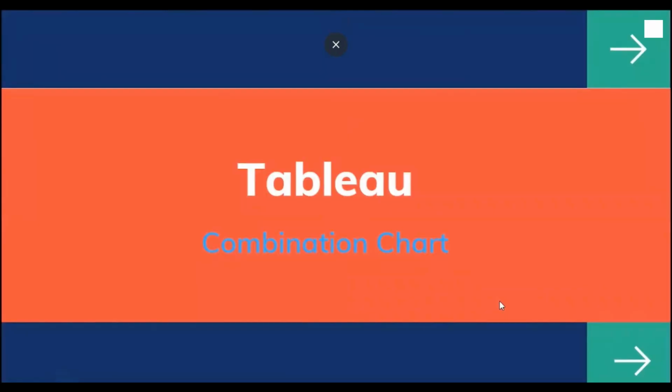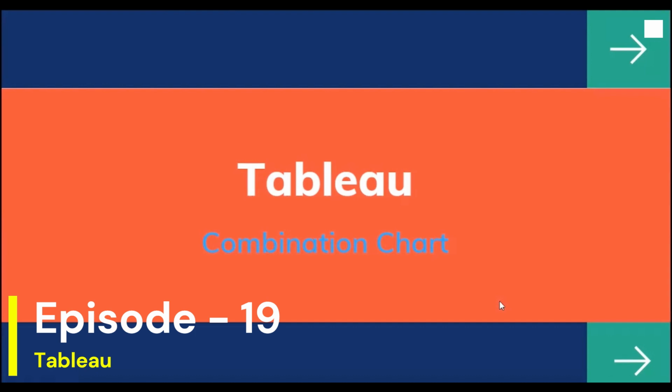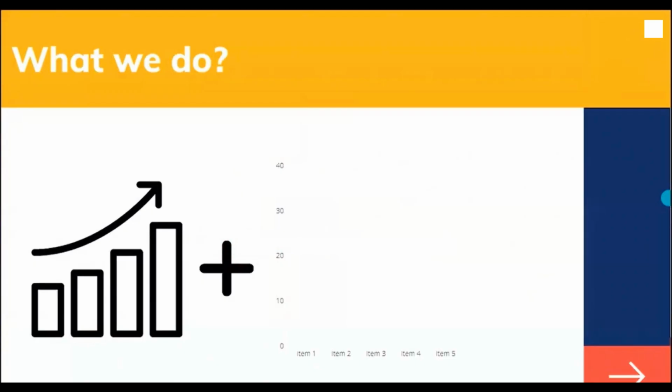Combination chart, because this is also very important in terms of visualization. And as the name signifies, what exactly we try to do with a combination chart means, of course, we try to do a combination of two different charts. Most of the time, you will try to combine the features of the bar chart and the line chart.